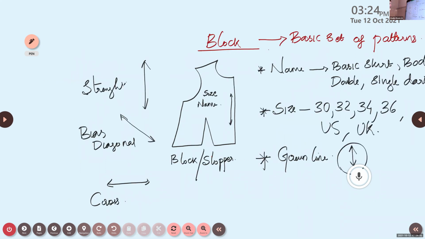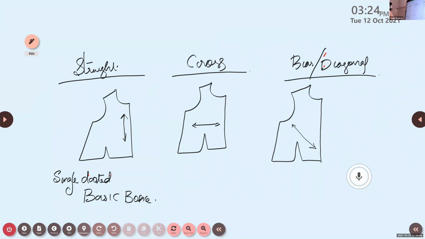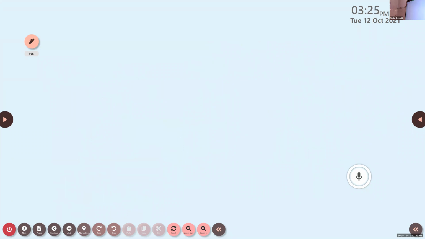So in a block or a sloper, all this information will be mentioned. The name, that is whether it is a basic skirt pattern, basic bodice pattern, or basic sleeve pattern, will be mentioned. Then the size will be mentioned. Grain line will be mentioned. Okay. Next, let's talk about pattern.